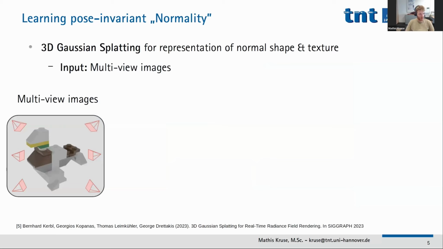So how do we learn this? I call it a pose-invariant notion of normality. I used 3D Gaussian Splatting for it, which is also a relatively recent method, and the field has been exploding on it, so many people are going into Gaussian Splatting. As input, we take multi-view images of an object or a scene, and we also need the poses of the camera, where they are located in the three-dimensional scene with respect to the object.